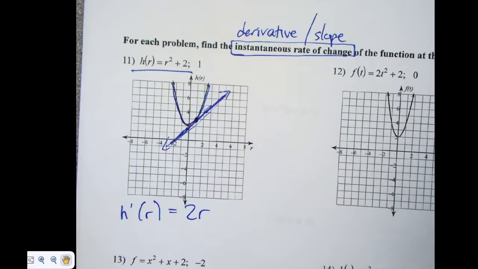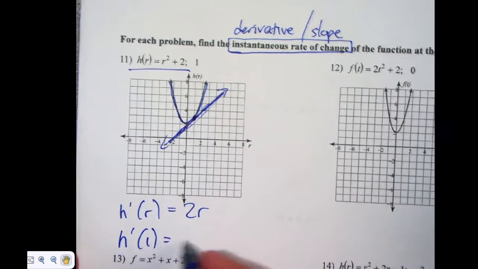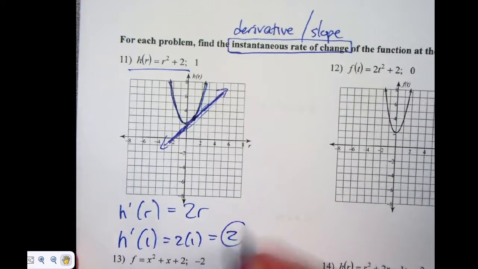What's my slope at 0? 0, because 2 times 0. Well, they're asking me for the slope at 1, so what's the slope at 1? 2 times 1, which is 2. But what this gives you is, you can plug in any x value you want, and it'll tell you the slope of that graph at that spot. So that's what a derivative does. It tells you the slope at any spot you want on the graph. So then I would say, okay, that means h prime of 1 equals 2 times 1, which is 2, and that's my answer.